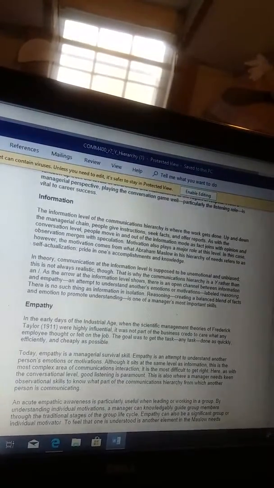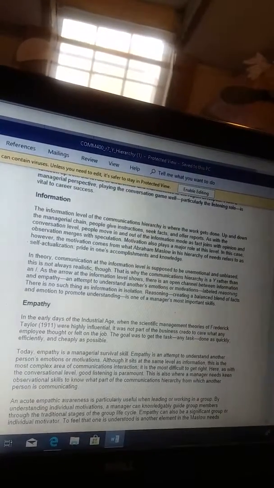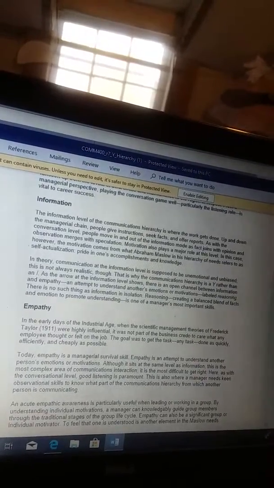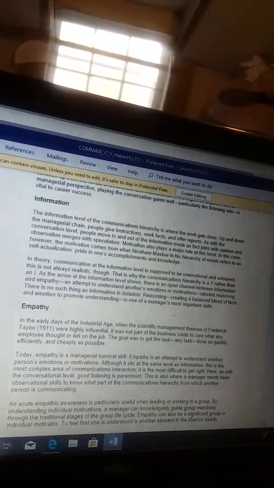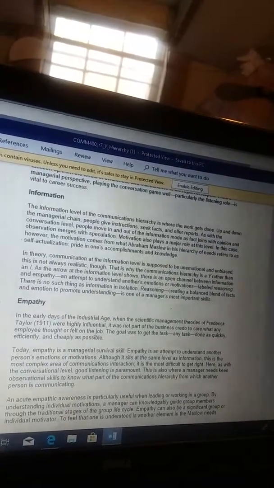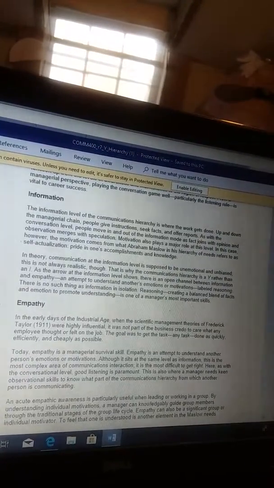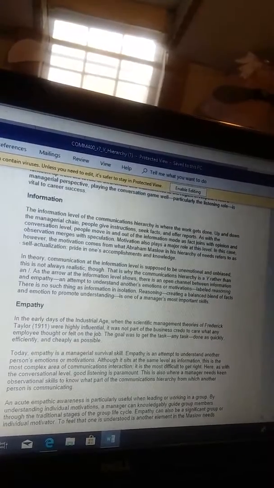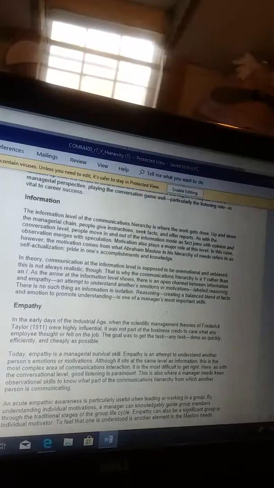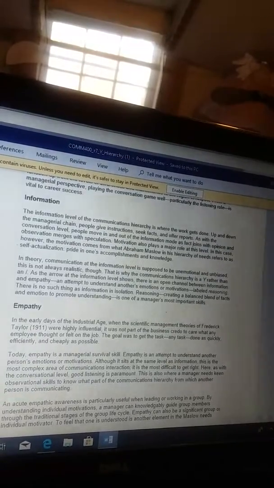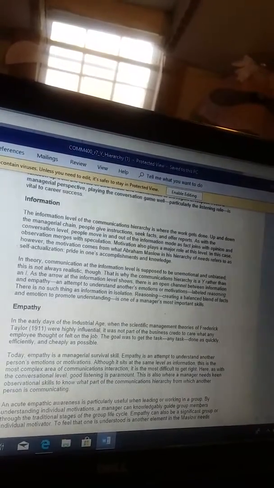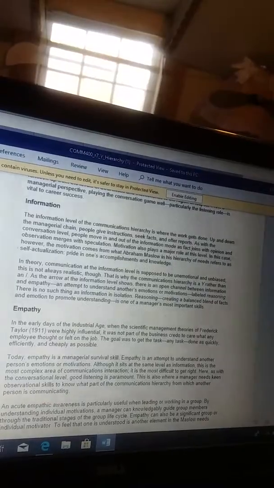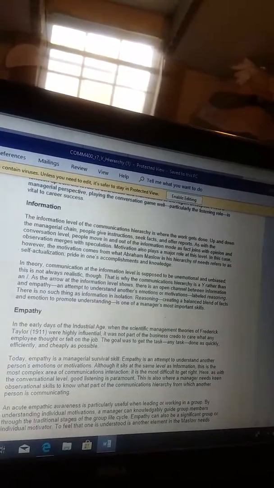In theory, communication at the information level is supposed to be unemotional and unbiased. This is not always realistic, though. That is why the communication hierarchy is a Y rather than an I. As the arrow of the information level shows, there is an open channel between information and empathy, an attempt to understand another's emotion and motivation, labeled reasoning. There is no such thing as information in isolation. Reasoning, creating a balanced blend of facts and emotions to promote understanding, is one of the manager's most important skills.